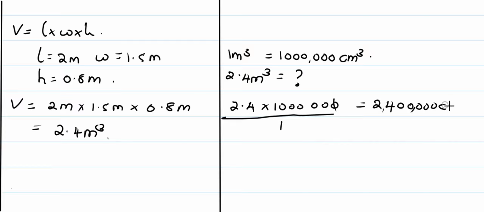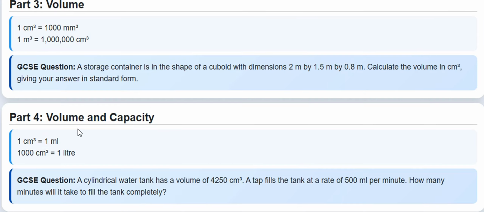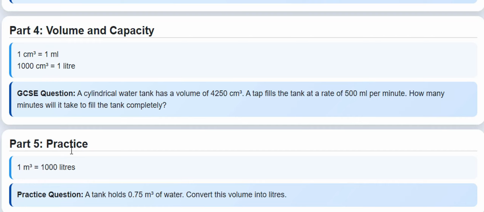But then this is centimeter cubed. But then we are told to give the answer in standard form. So to do so, we can count how many zeros we have here, which is 1, 2, 3, 4, 5. Then we move 1 decimal here to become 6. So now the volume V will be equal to 2.4 multiplied by 10 raised to power 6 centimeter cubed. And that becomes the answer for this question here. So can we try question 4, and then you'll practice with question 5.